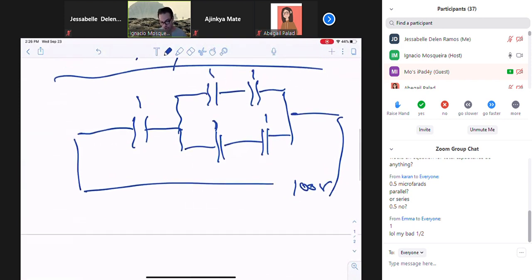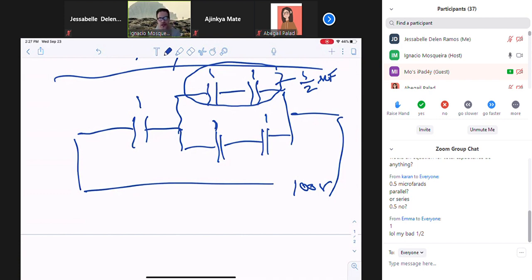Okay, so how do you break this down? Well, these two guys are in series. So we can use the rule we just did. There's a 1 and a 1 in series. So I can replace those two, which are in series, with another one by itself, which has 1/2 microfarads, right? The two of them becomes 1/2.